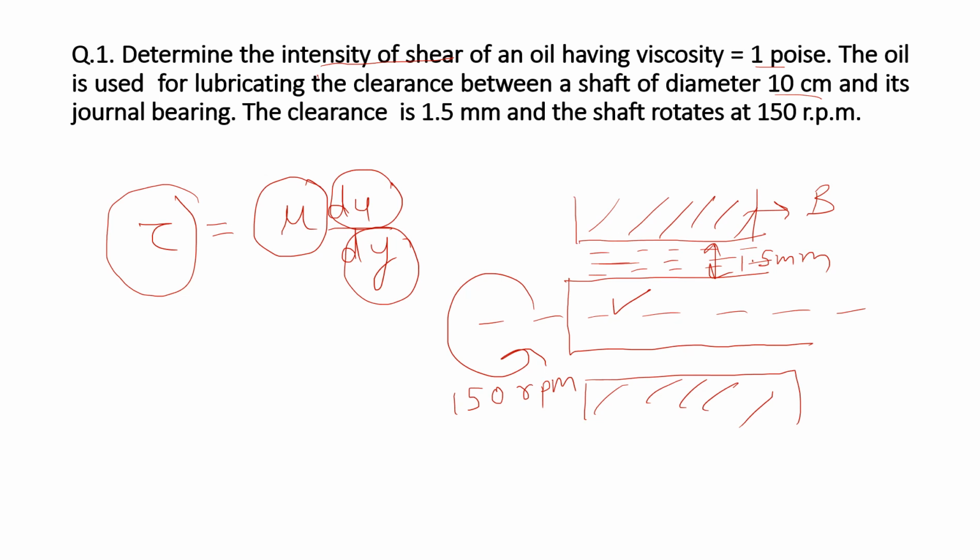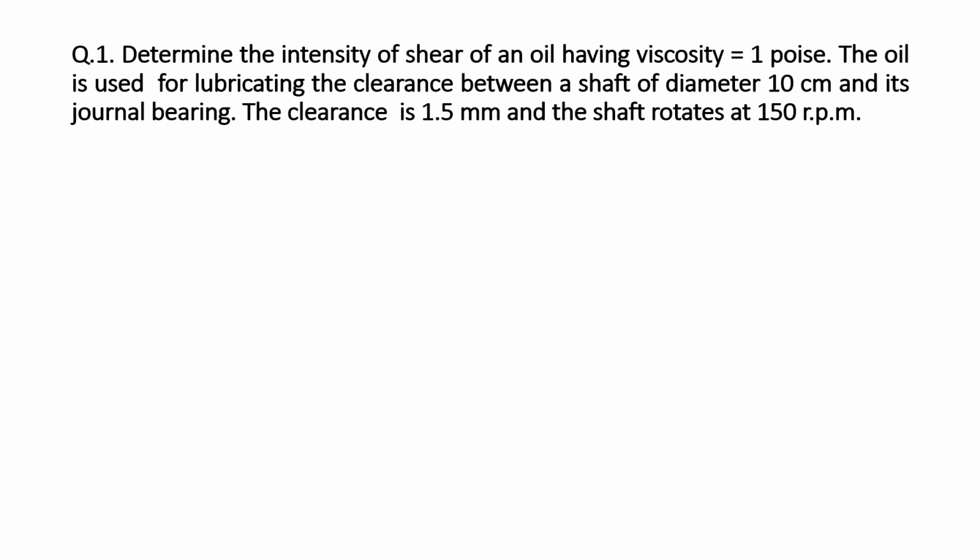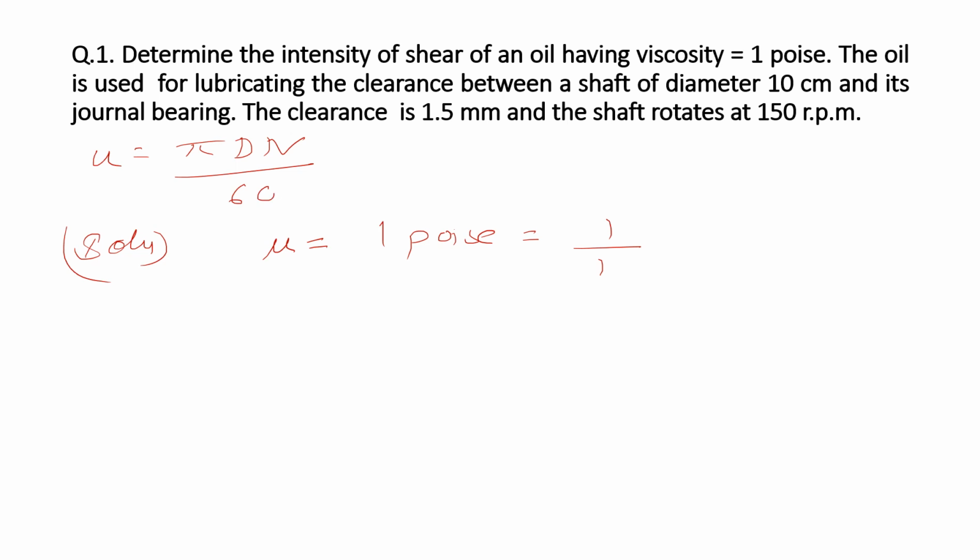So let's solve this problem. First we will write what is given in the question. We have the dynamic viscosity as 1 poise. We will convert it to Newton second per meter square. So it will be 1 upon 10, that is 0.1 Newton second per meter square. The diameter of the shaft is 10 centimeter, so it will be 0.1 meter.